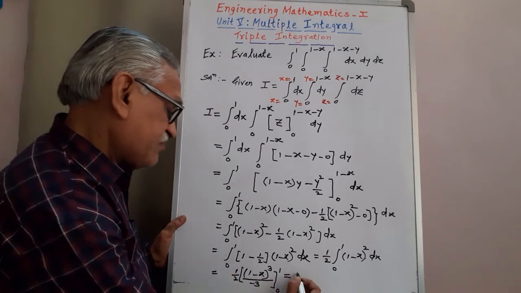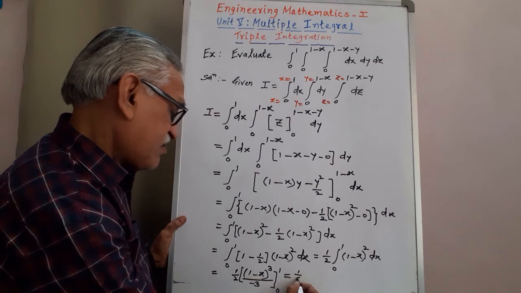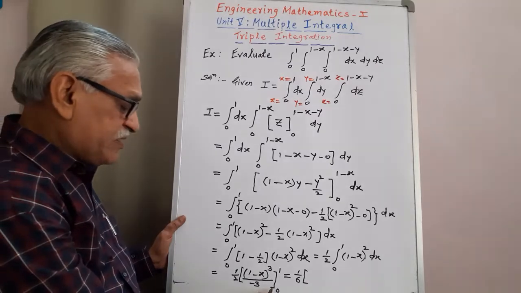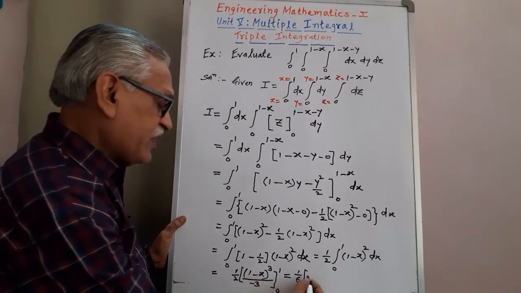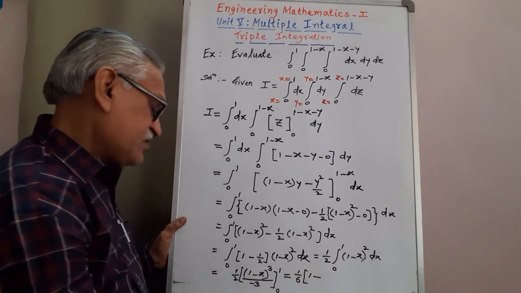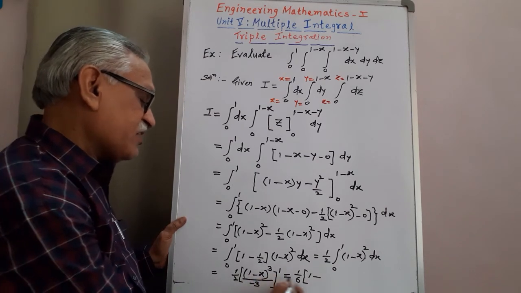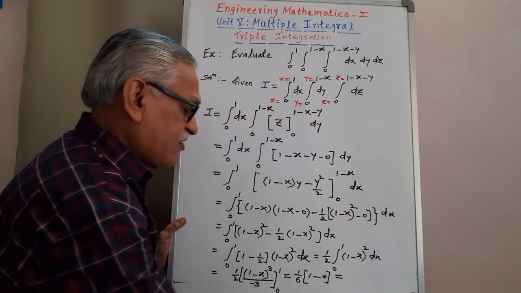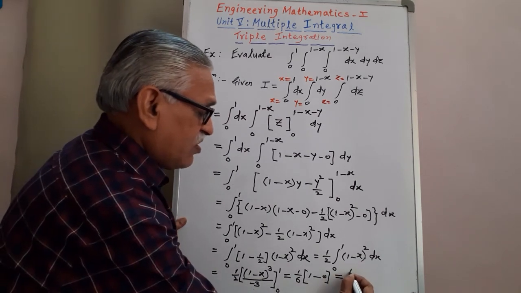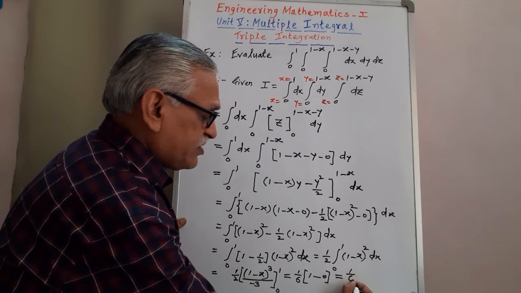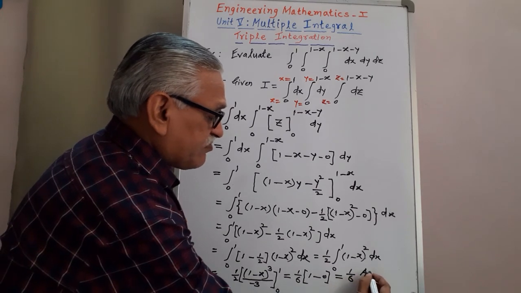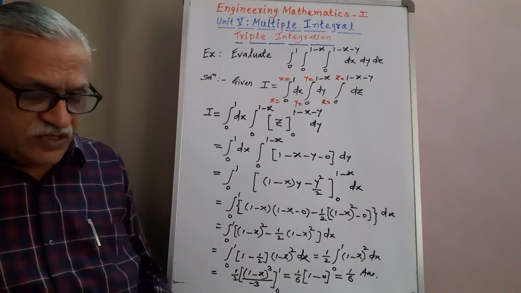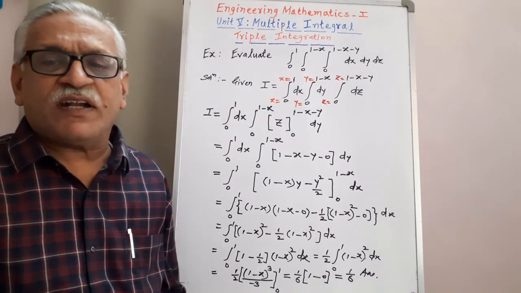1 by 6, minus sign I will cancel by changing the limit. Therefore x is 0, we get 1 cube as 1 minus, lower limit as 1 minus 1, we get 0, and therefore the final value or the answer of this triple integration is 1 by 6. Okay. Therefore this is the value of that triple integral.